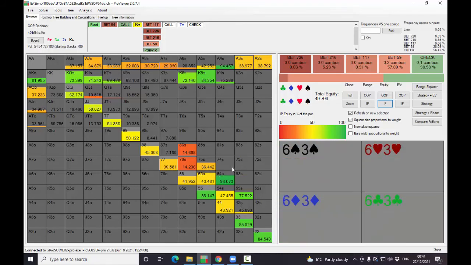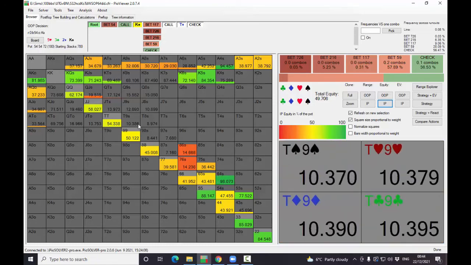So if we look at my range now, we'll see some amount of green, a lot of yellow, and that kind of drives the spot. Because we have a lot of yellow, which is just trying to get to showdown as cheaply as possible, we're probably not going to be doing too much raising. Most of our hands I want to just call and get to the river as cheaply as possible.